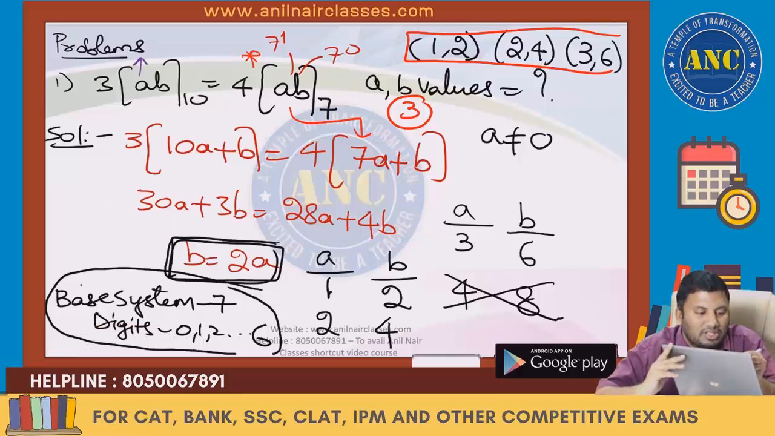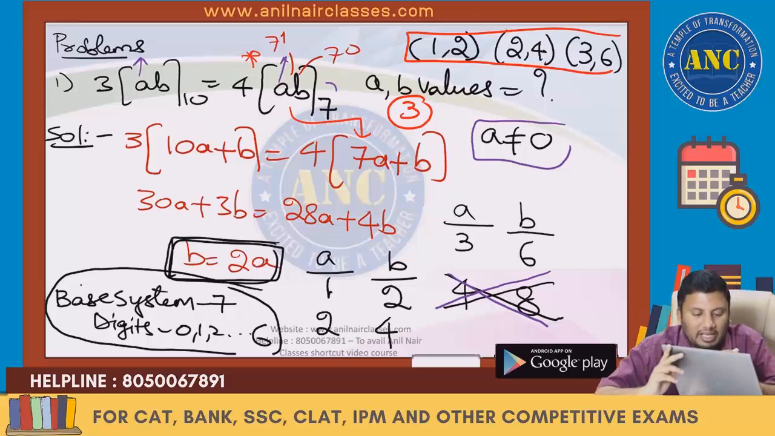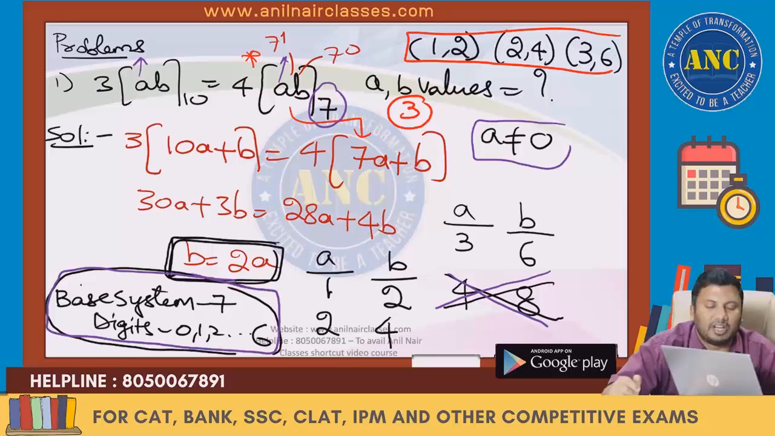A cannot be 0 because A is in the leftmost place. A1, B2; A2, B4; A3, B6. A cannot take 4 because if A takes 4, the B value will be 8. It is in base system 7, where the digits will be from 0 to 6. I hope the first problem is clear to you.